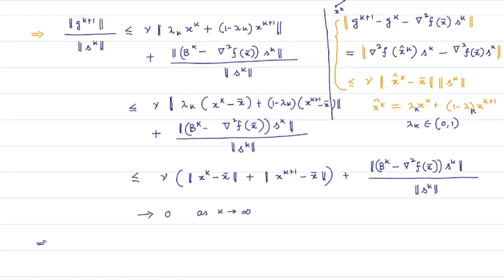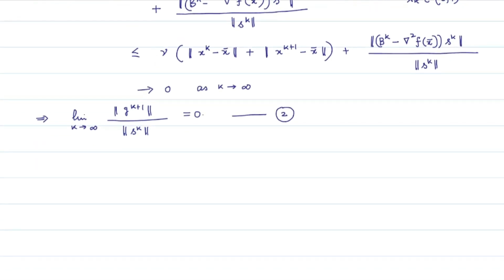And hence what we have is that the limit as k tends to infinity of the left hand side, norm of gk plus 1 divided by norm of sk, is equal to 0. We name this equation, let's suppose, equation number 2. We shall require this equation later.